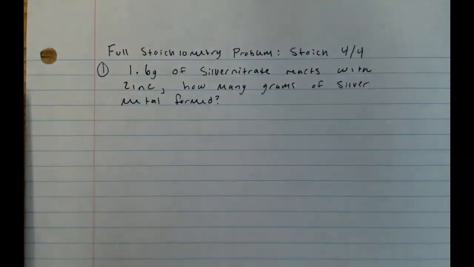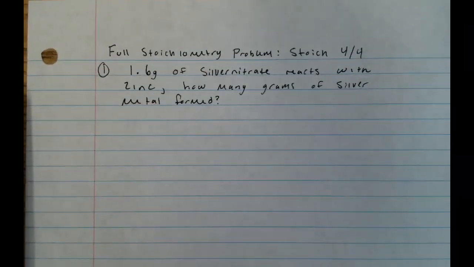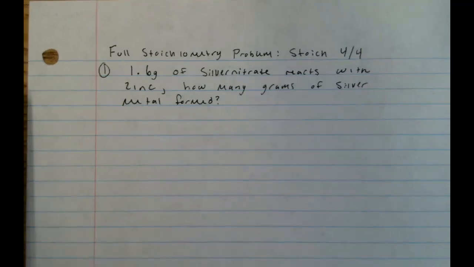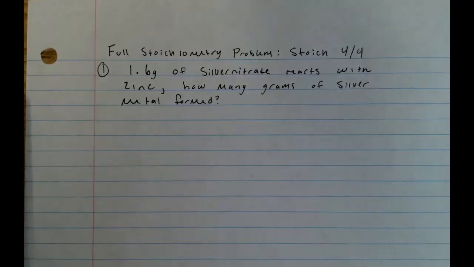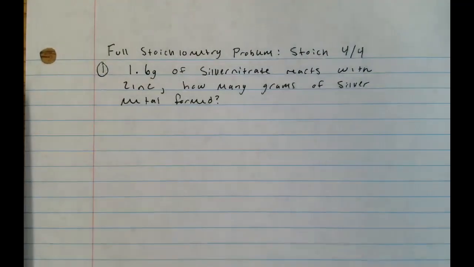Okay, last but not least, the really important thing of stoichiometry is doing a full stoichiometry problem. What I mean by that is you have a chemical reaction occurring, you're starting with X amount of material, and basically you want to figure out how much product is formed. So let's look at this example because this is going to bring all the skills we just practiced together.